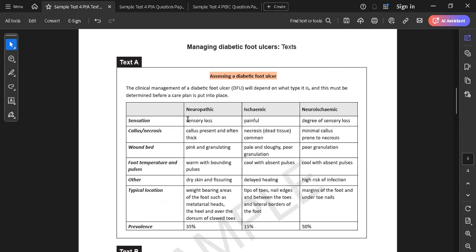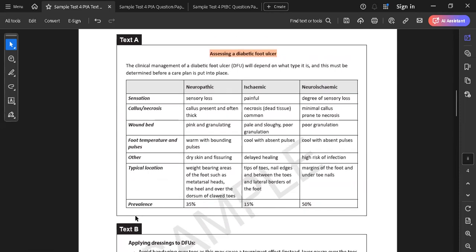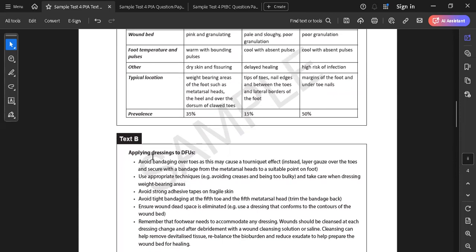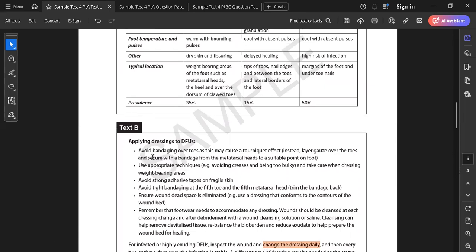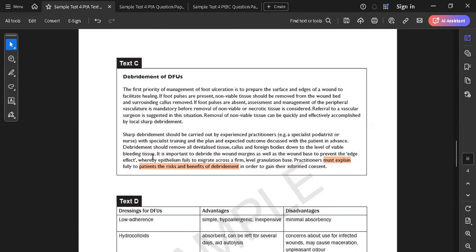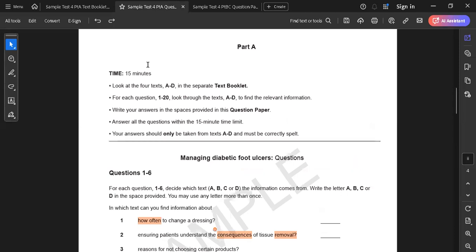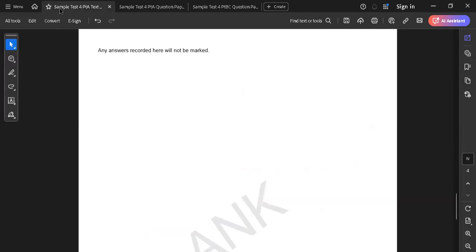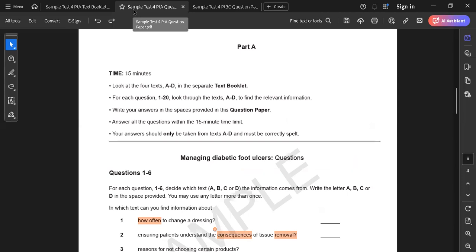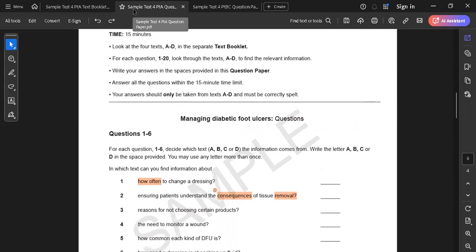Now, no need to read it thoroughly. Just look at some keywords that are written here. Every word will give you an idea: it's about assessing. Next is about dressing. Next is about the debridement. Next is about advantages and disadvantages. So now you will directly go to the questions. That's it. This is how you will skim. No need to read a lot. Only the first or last sentence, if you want to read, you can read.